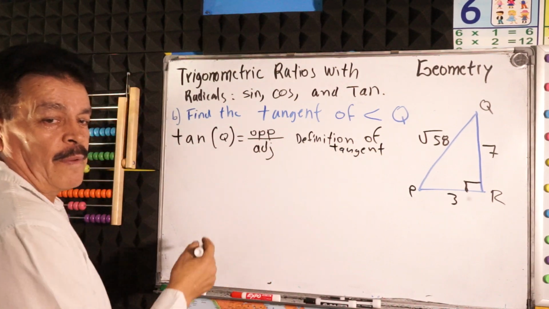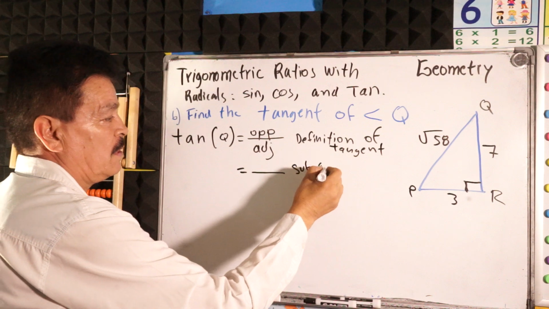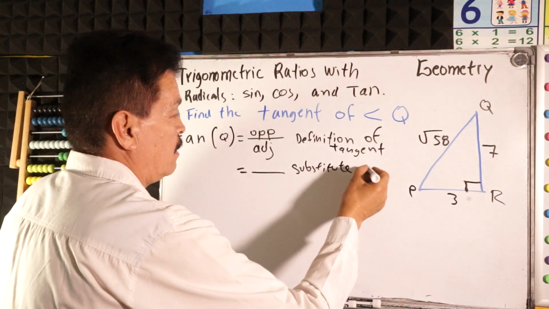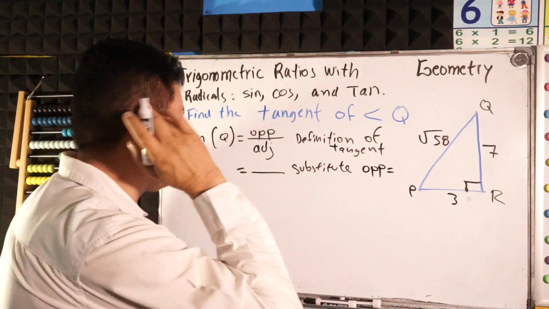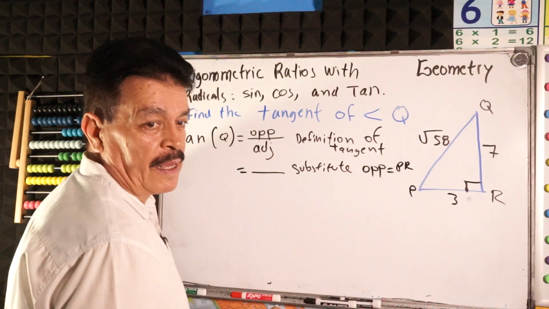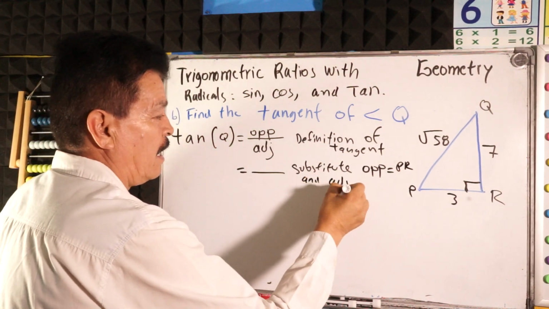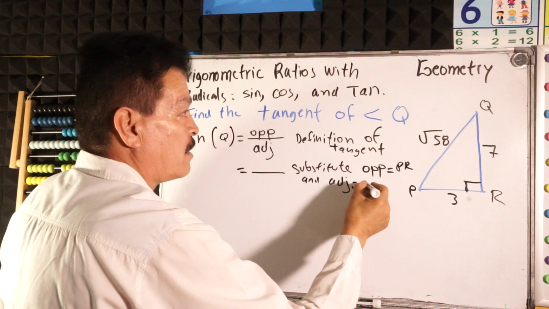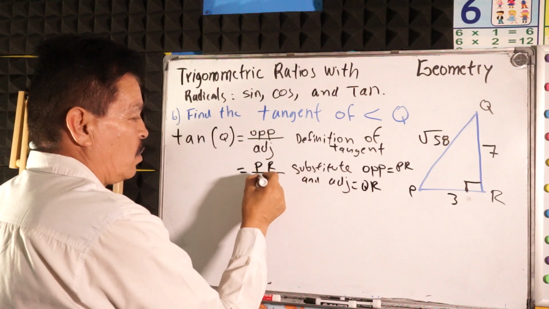Okay, next step, we have to substitute here. Opposite equals, how much is the opposite side? We're talking about this angle. The opposite side is PR or RP, all right? PR. And the adjacent side equals, what is adjacent? It is this one, QR. So PR here, QR.